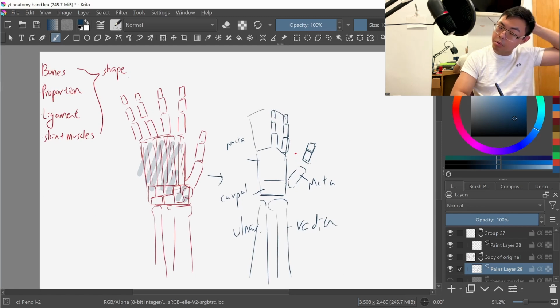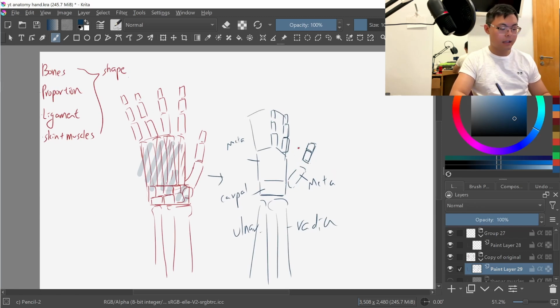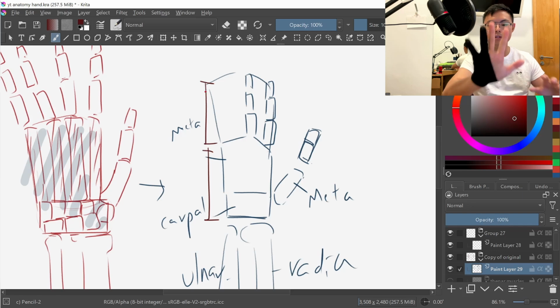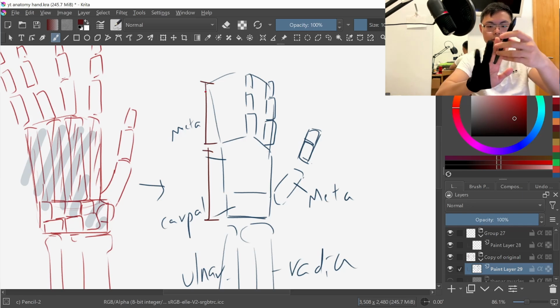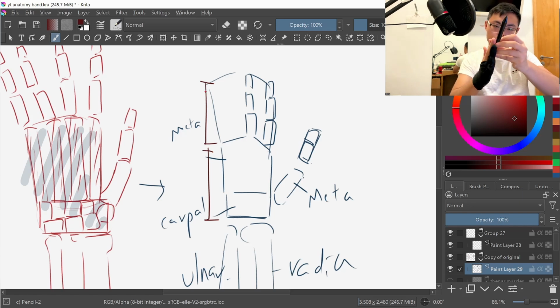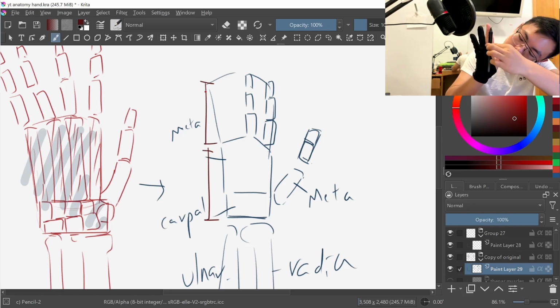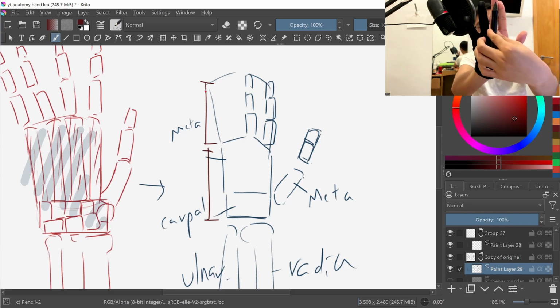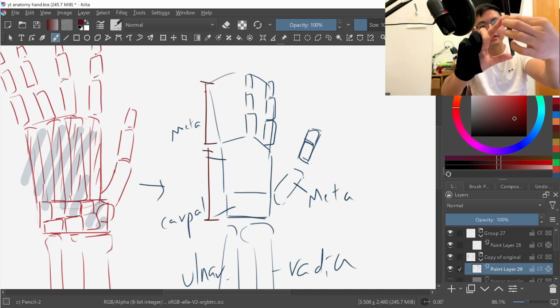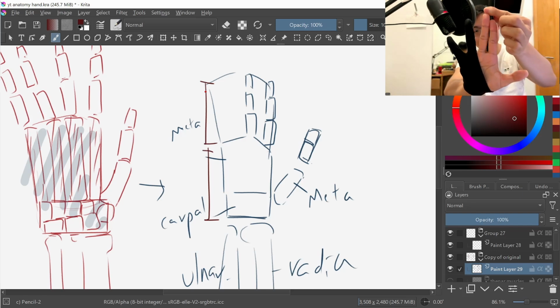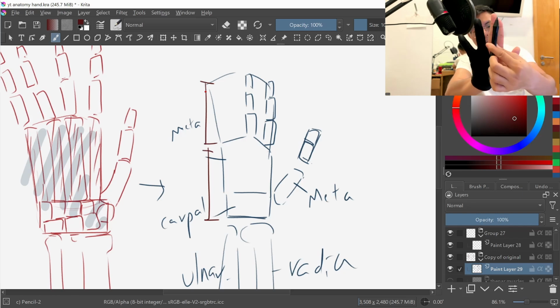In terms of proportion, I just remembered that this has the same length as this, roughly. If you look at my hands, it's like that, right? If you look down, roughly, just roughly, this length is the same as here, to here, and here.